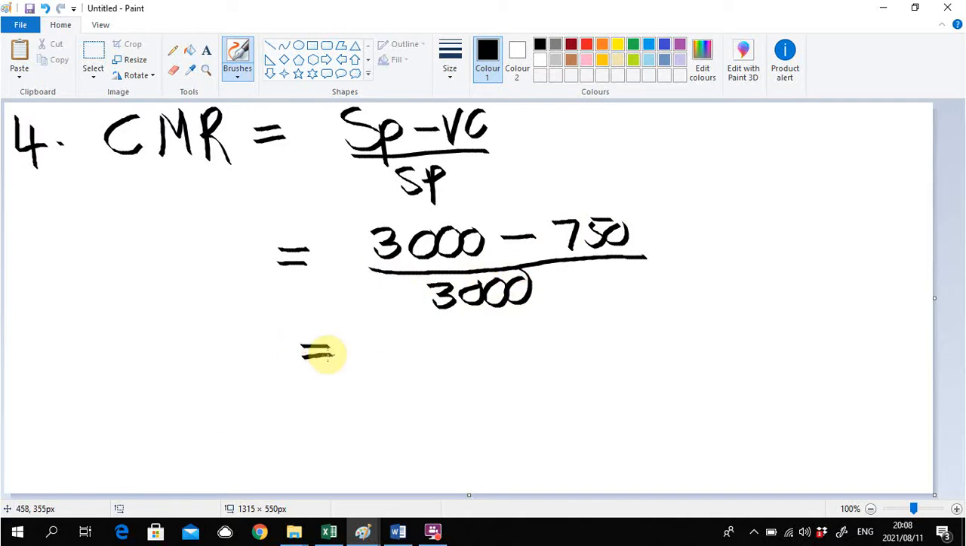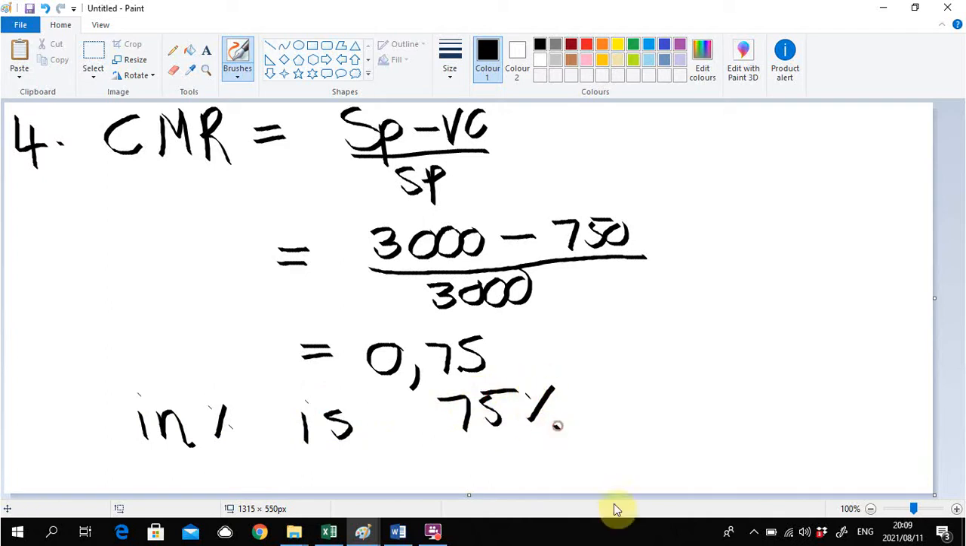So that gives us, if I do that calculation on my calculator, 2,250 divided by 3,000. So that is 0.75. In percentage, it is 75%.